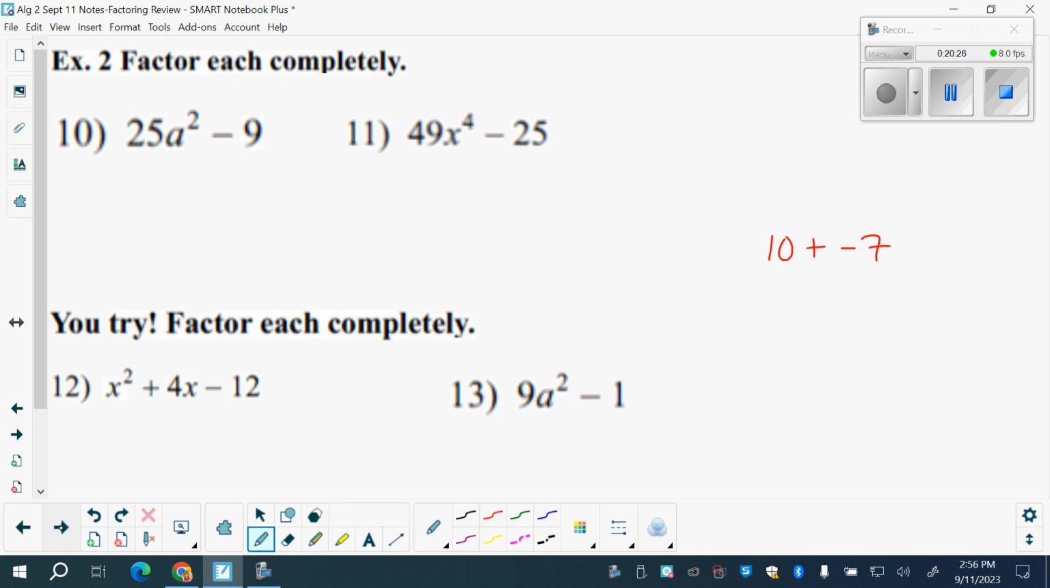25a squared minus 9. Greatest common factor? No letter or number that goes into both of them. Using the difference of two squares. So what's the square root of 25a squared? 5a. What's the square root of 9? 3. And then in order to not get that middle term there, plus and minus.